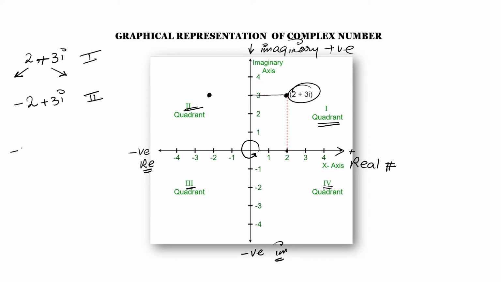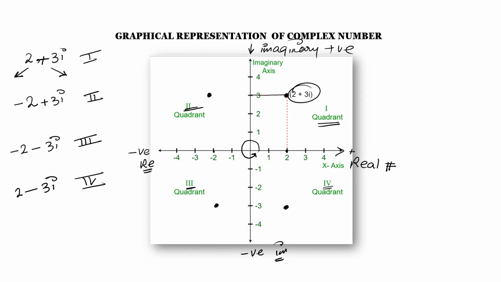Now if I have negative 2 and negative 3i, here is the negative 2 and down is the negative 3i, then it lies in the third quadrant. Now, lastly, it's 2 and negative 3i, so here is my 2 and negative 3i is at the bottom, so this lies in my fourth quadrant.